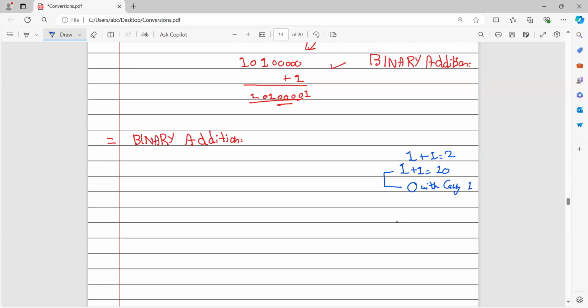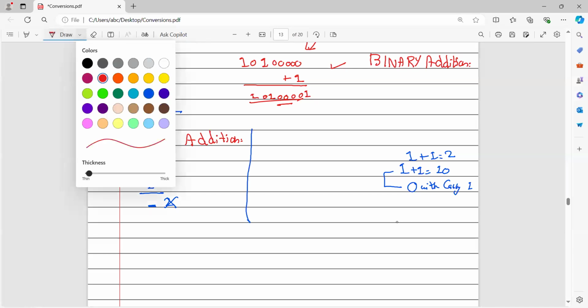So should I prove it? 1 plus 1 is equal to 0 with carry 1. Yes. Now listen closely. If I add 1 and 1, what does it result in? 2. But you cannot write 2 here because you are working with binary, and binary has only two numbers, either 0 or 1. So you cannot write 2. 2 is going to be wrong. The answer can only be 0 and 1.